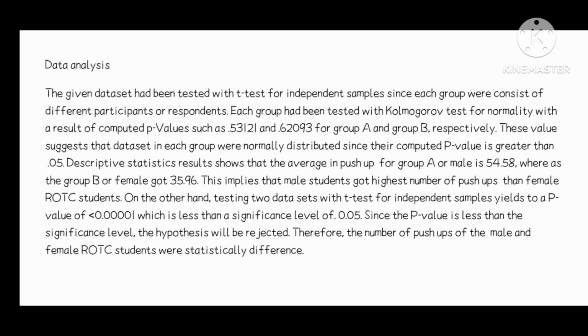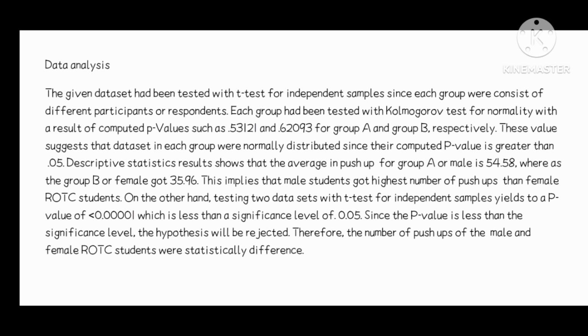Descriptive statistic results show that the average number of push-ups for Group A, or male, is 54.58, whereas Group B, female, got 35.96. This implies that the male ROTC students got a higher number of push-ups than the female ROTC students.